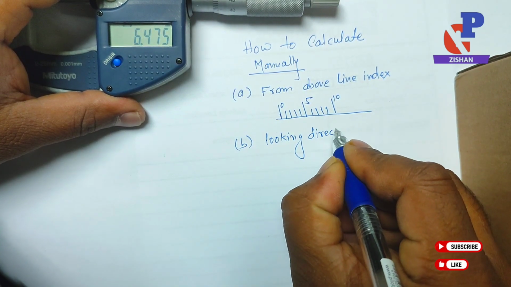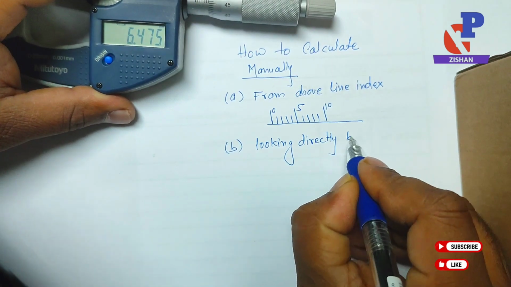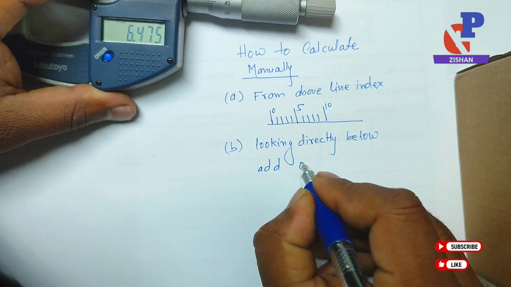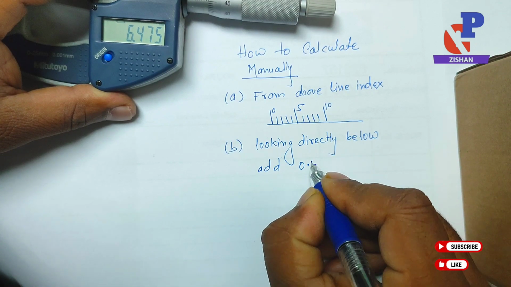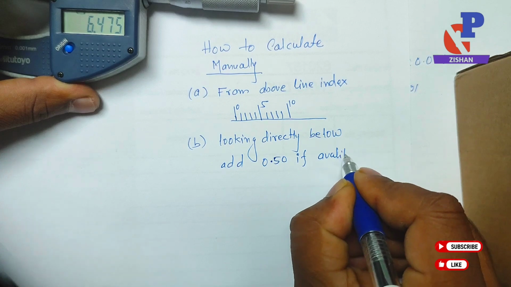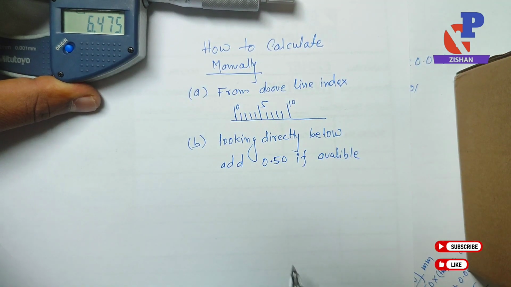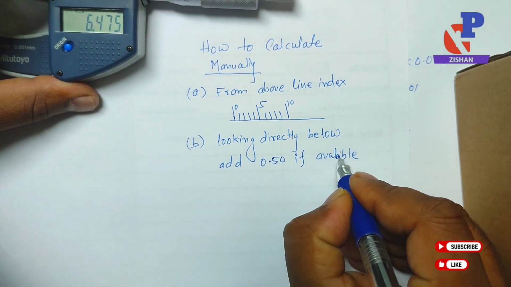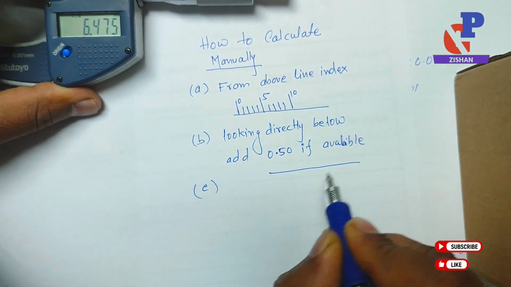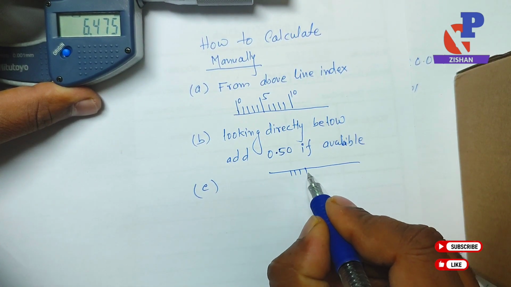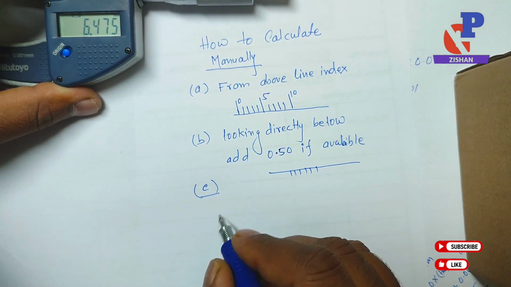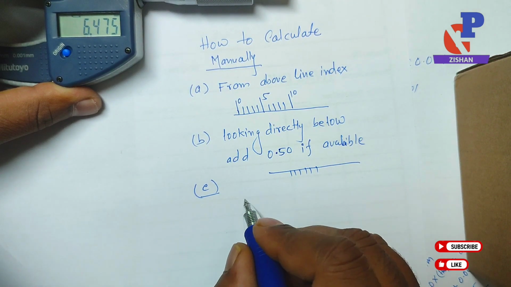After that, in B we have to look directly below. If there is a line below the index line, add 0.50. If not available, we cannot add that number. We have to check carefully. After the above index line number, we have to check directly below the index line number. If available, we have to add 0.50. Otherwise we cannot add. And the third is C.